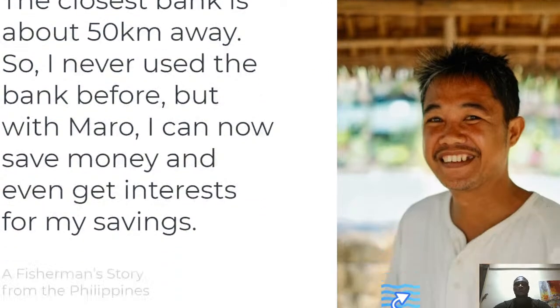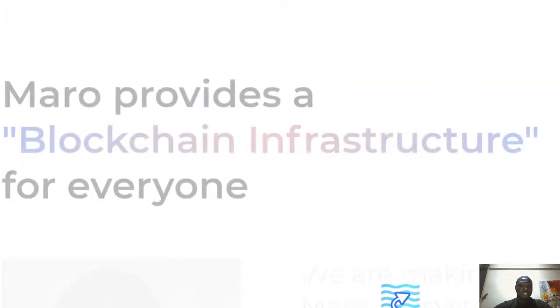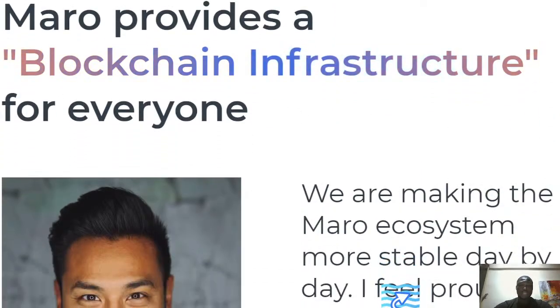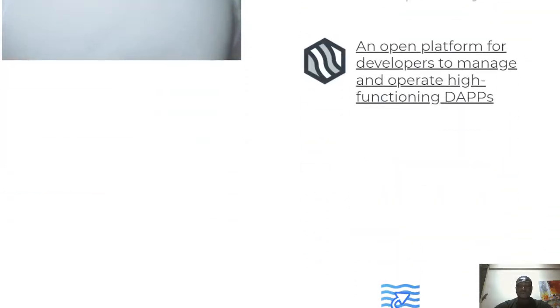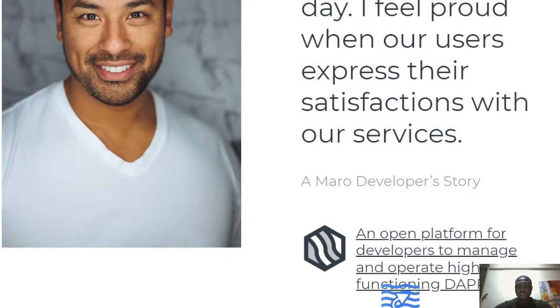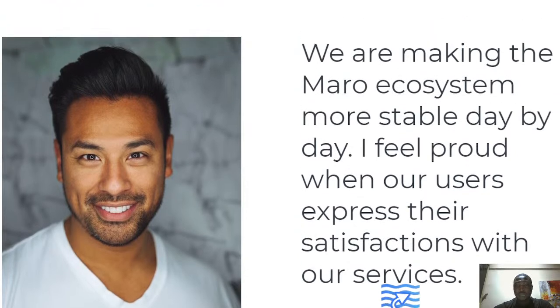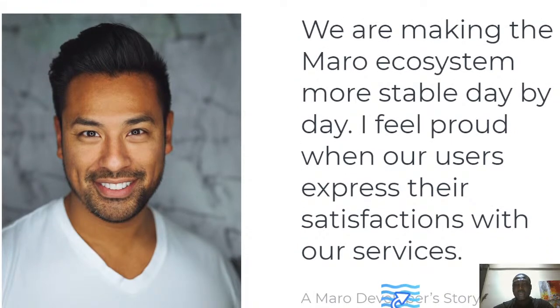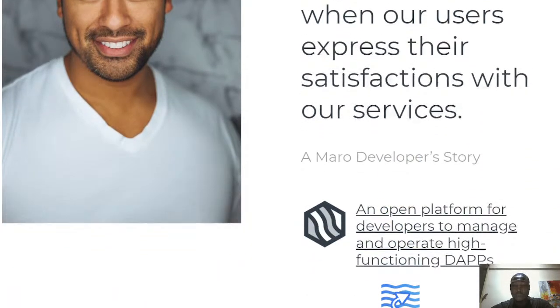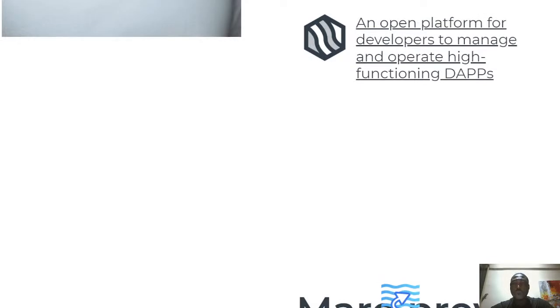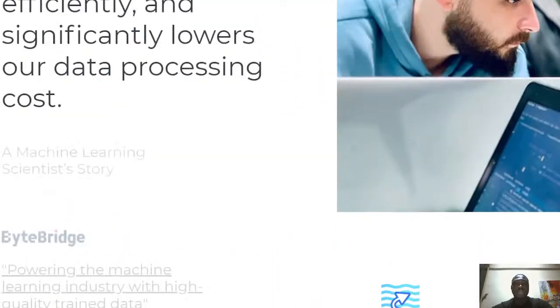So now let's go about, like I said, the different people who actually give. You can check their website. You can go to their website to check what they're really all about. Now, this is a developer: we are making an ecosystem that sustains day to day. I feel proud when our users express satisfaction. So all this, you can see, is what they're really all about.